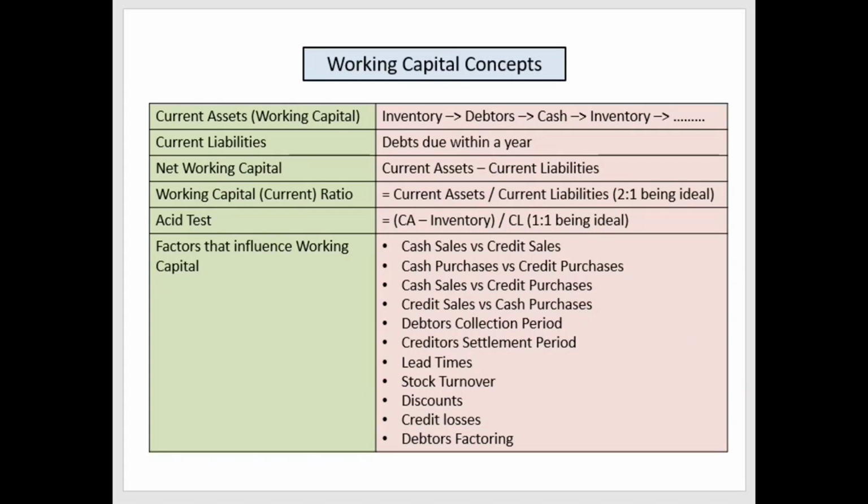Think about it in this way. Say you can buy your stock on credit from a creditor and they give you 3 months to pay. Then you take that stock and sell it to your debtors and give them 1 month to pay. It means that you are always going to have the money to pay the creditor because the money comes in before you have to pay it. But of course, if it's the other way around, then it becomes a problem.